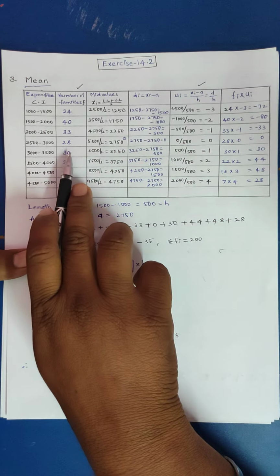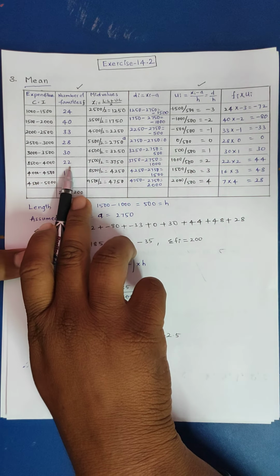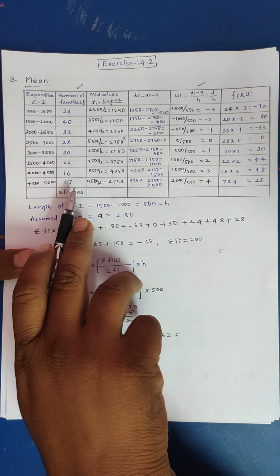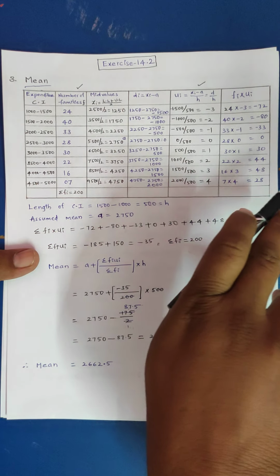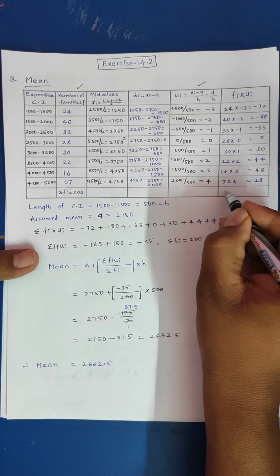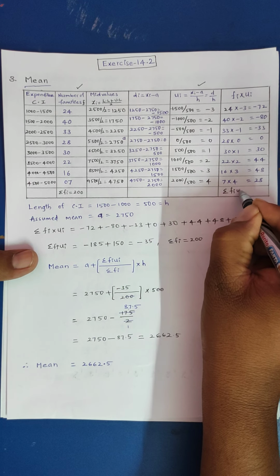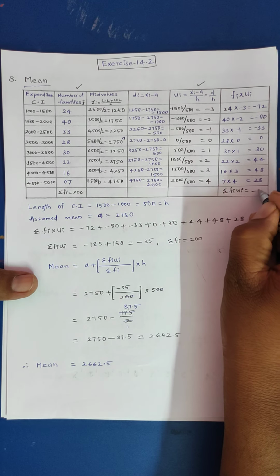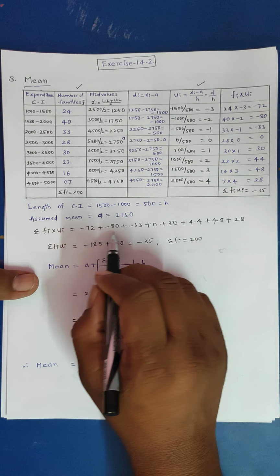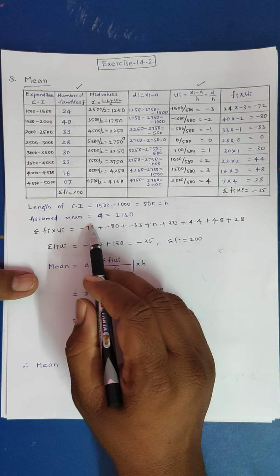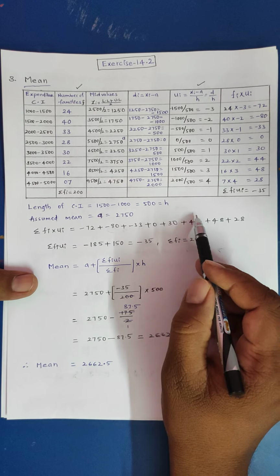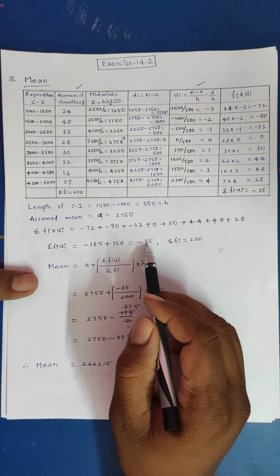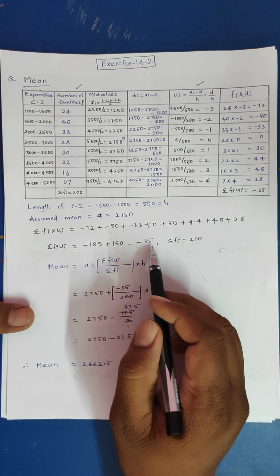28 zeros are 0, 31 is 30, 22 twos are 44, 16 threes are 48, 7 fours are 28. Now summation of FiUi is equal to, how much we got here? Minus 35. Write all these values. You add all negative numbers, then you add positive numbers. Their difference we will get minus 35. Okay, here I got minus 35.